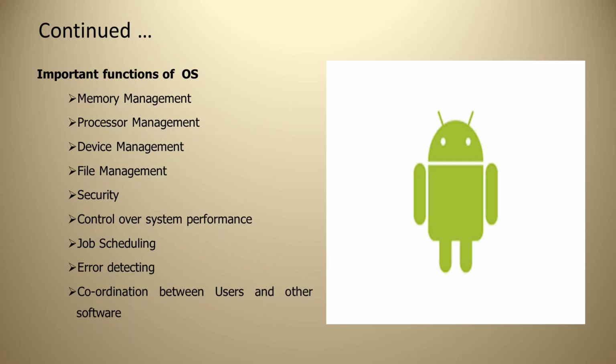Coordination between users and other software. We are the user, and so many software programs will be installed in our system, laptop. So we can use all those. Without an operating system, we cannot do that. So these are some important functions which are done by the operating system.